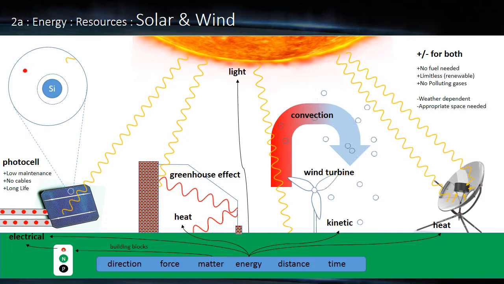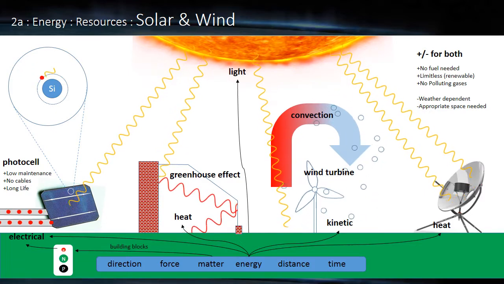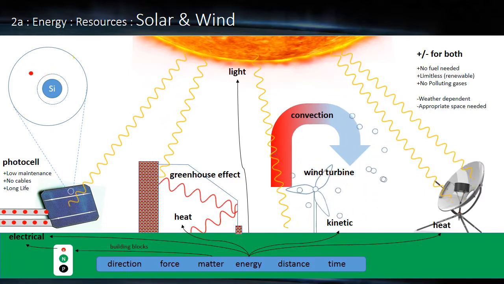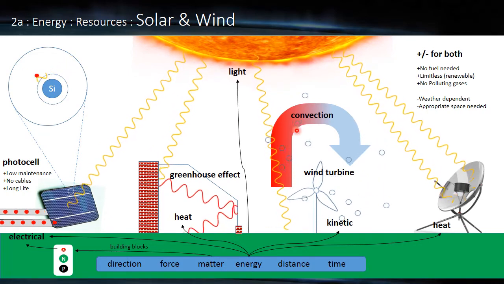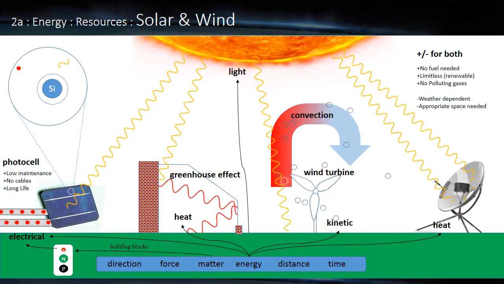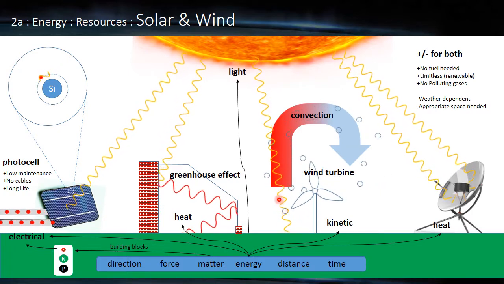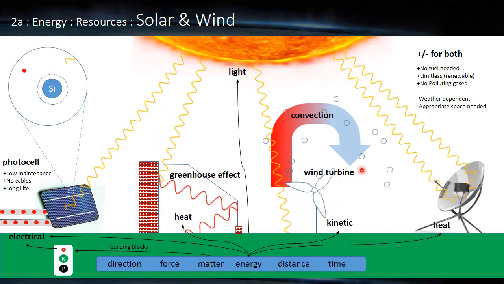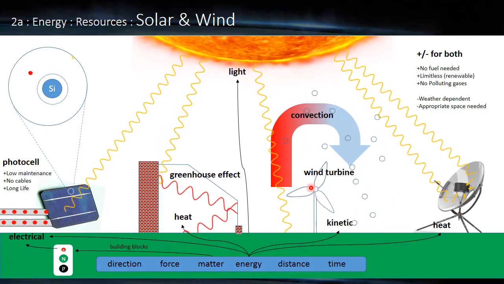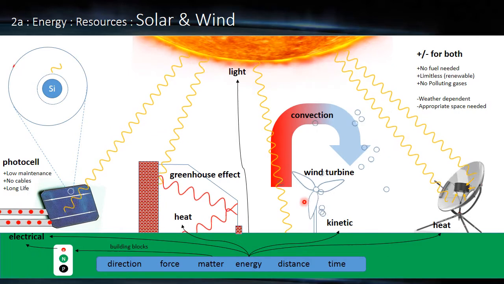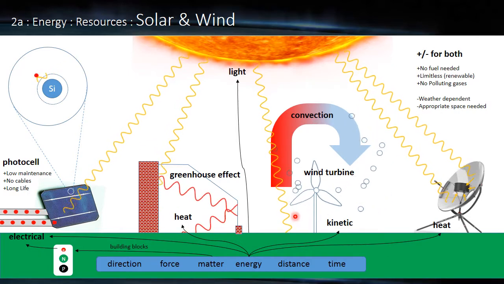We then have a wind turbine here, which is not as obviously driven by the sun, but it is indirectly driven by the sun. So we have heating of the ground here, and we have a convection current. So it gets heated, less dense, and it rises. This happens on a massive scale, and we get the movement of air, which we call wind, and that's going to hit the turbine, be connected to a generator, and give us some electricity.